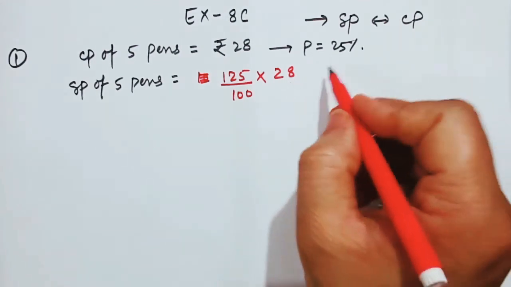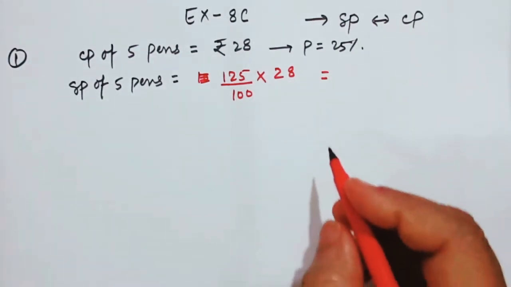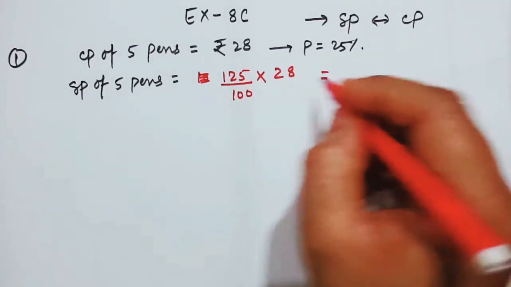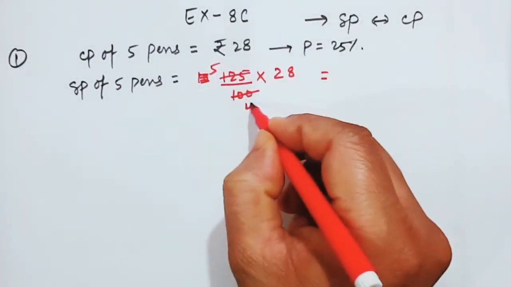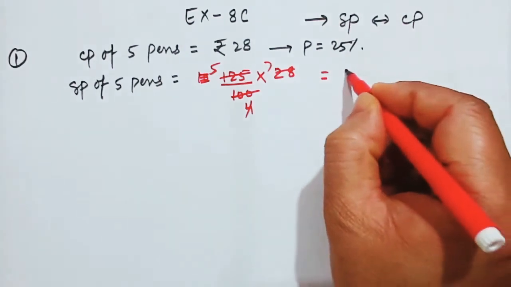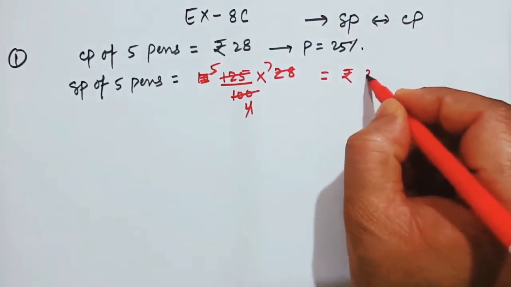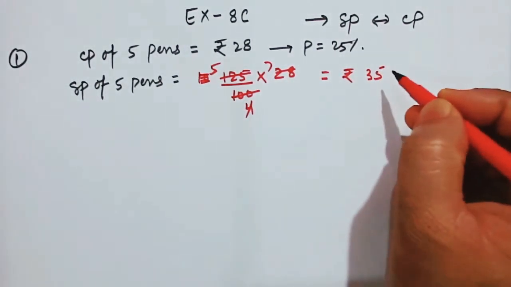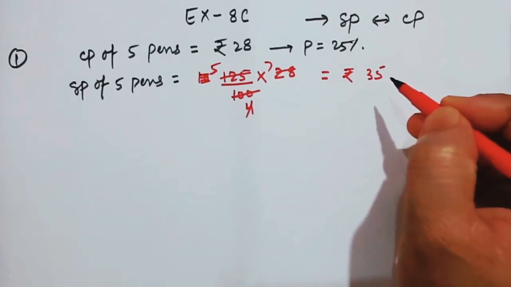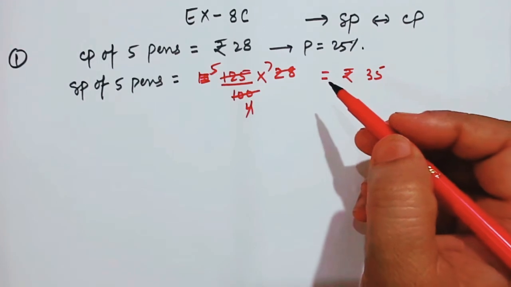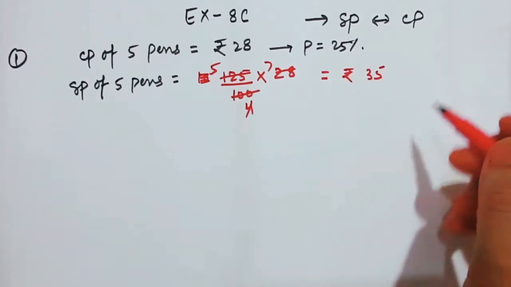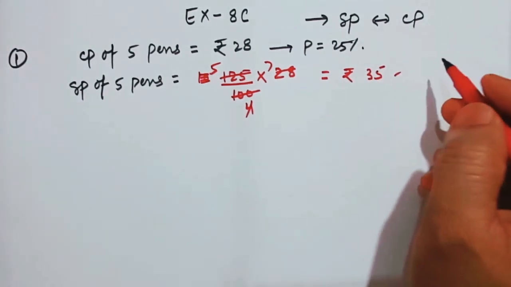Shall we solve it? On solving, 25 4 times, 25 5 times, and 4 7 times. You will get rupees 35. During the online classes, the benefit that I get is that I solve up till here, and the children keep their calculators and tell me the answer. Sir, this is the answer. So it helps me a lot.